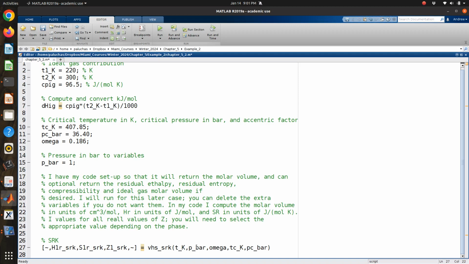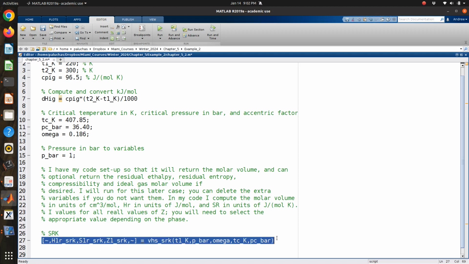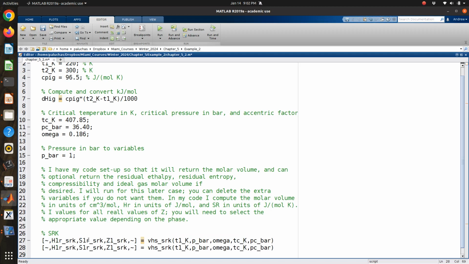And then on the right-hand side, I'm going to update this. Pressure is the same in state 1 and 2, but I'm going to update this for T1K for state 1. Okay, and then I'm going to copy and paste this and update it for state 2. So I'll call this H2R, S2R, Z2R, and that'll be T2. Okay, so I'm going to update this, and I'll run it up to here.